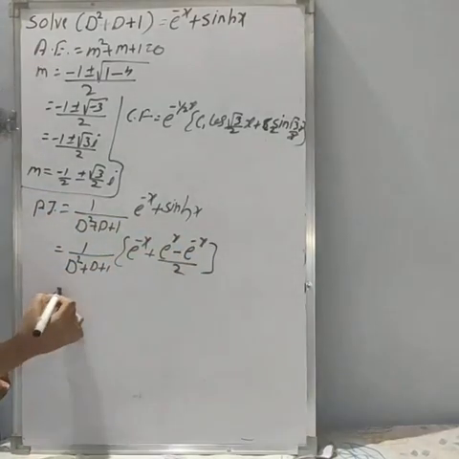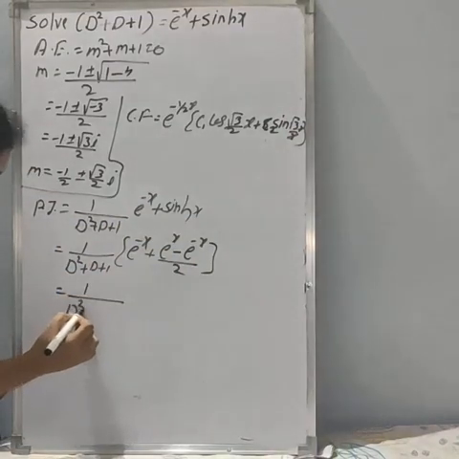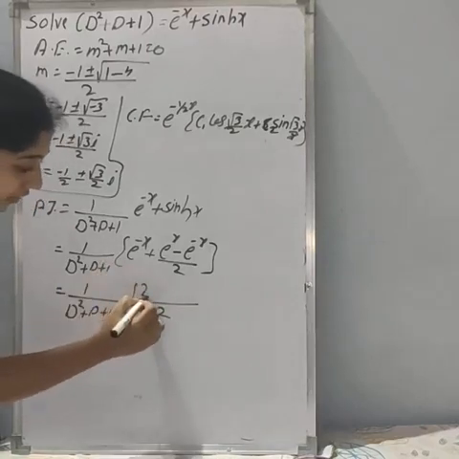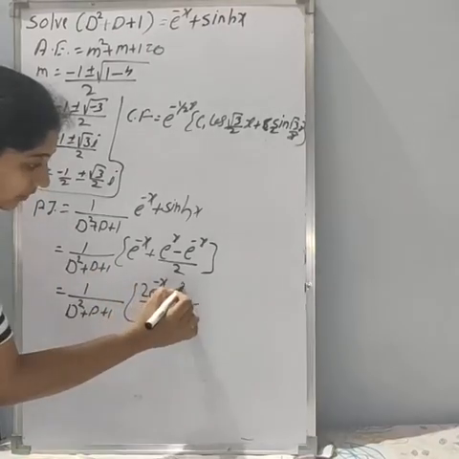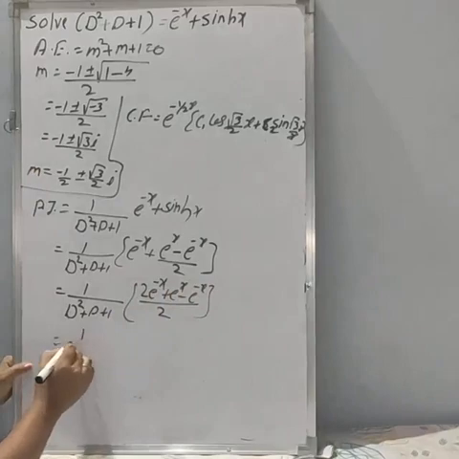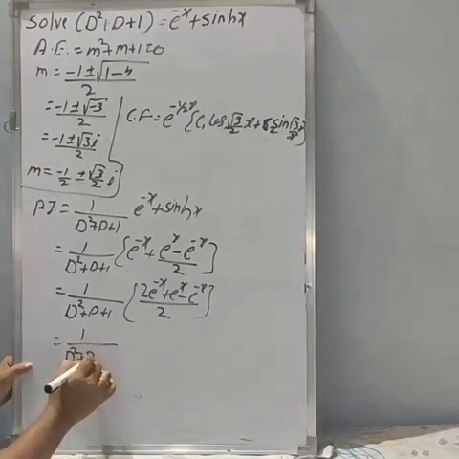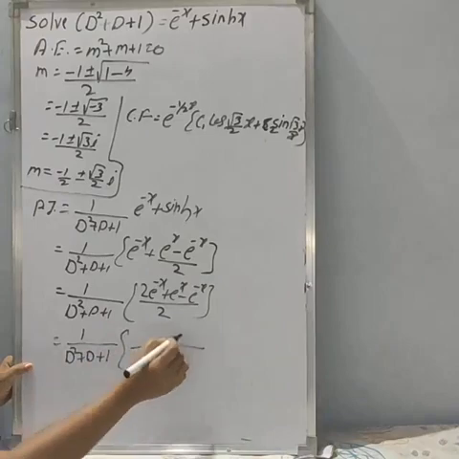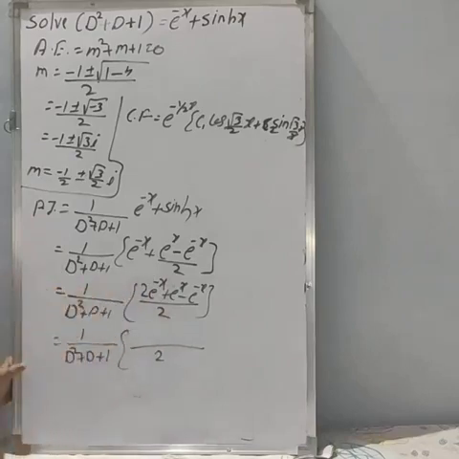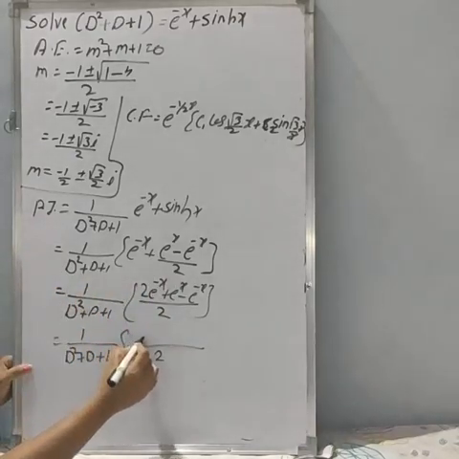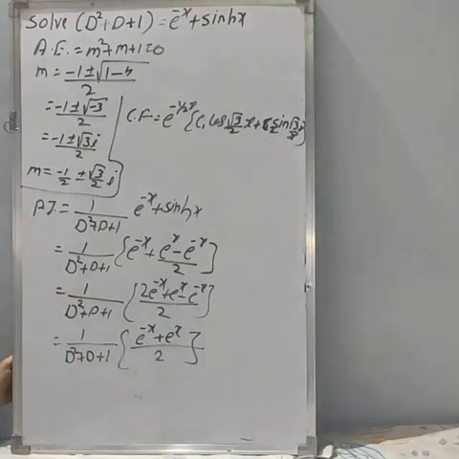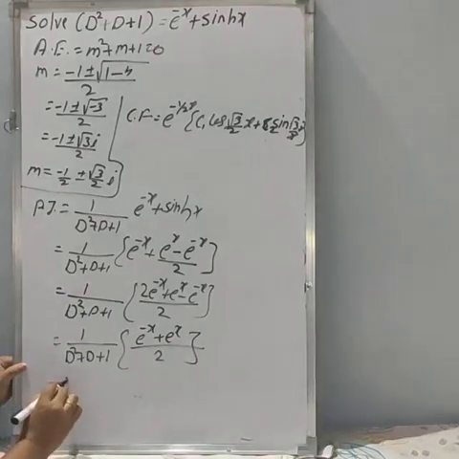Now here we can take the LCM and solve. So 1 upon d square plus d plus 1, the LCM is 2, so we get 2 into e to the power of minus x plus e to the power of x minus e to the power of minus x. Take the LCM and solve. So this is equal to 1 upon d square plus d plus 1 divided by 2 as it is. Here we have 2 e to the power of minus x and here e to the power of minus x, so 2 minus 1 you will get 1. So e to the power of minus x plus e to the power of x. So this is our function. We can take 1 by 2 outside.